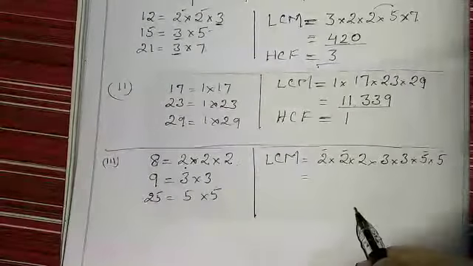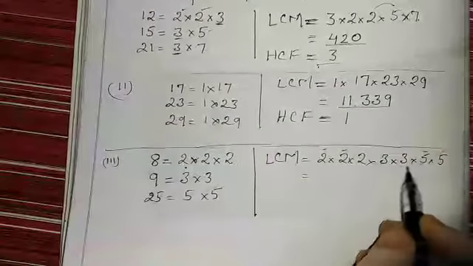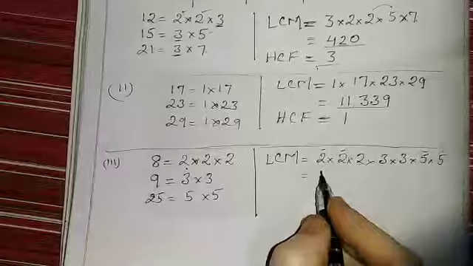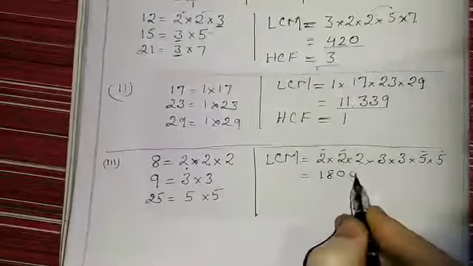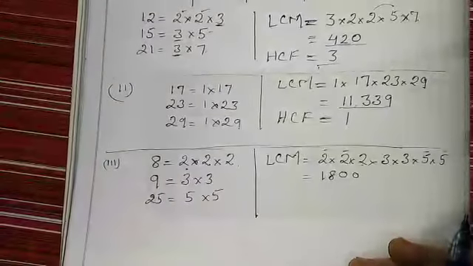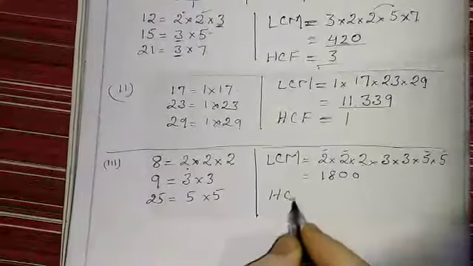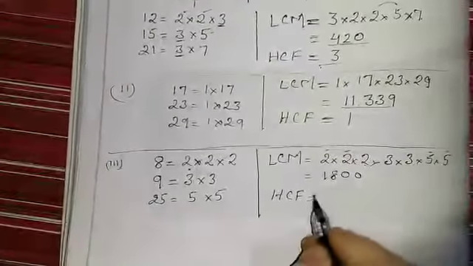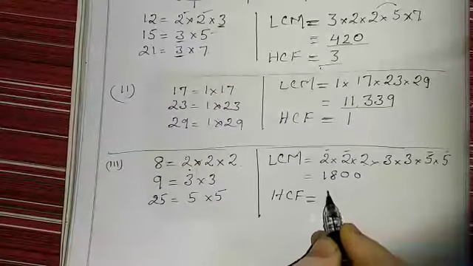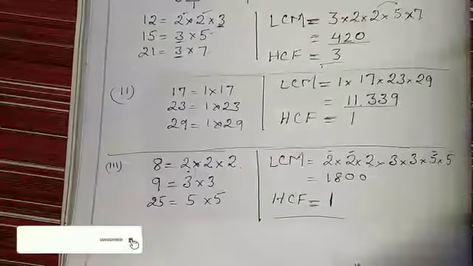And what is the rest? 2 3s are 6. 3 3s are 9. 9 2s are 18. Then write 18 and 100. Then what is your answer? 1800. And then find the HCF. HCF, no one is common. So 1 is the factor of every number. Write 1. HCF will be 1. Okay.